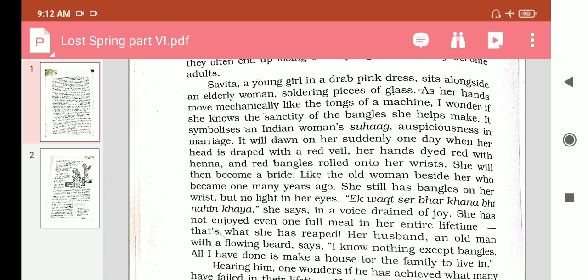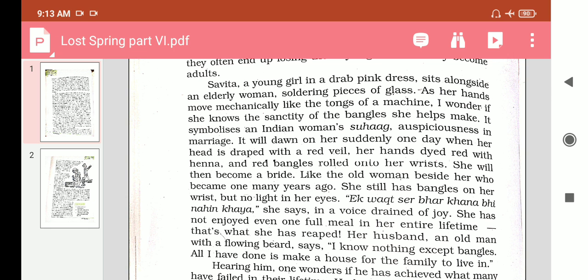Dear students, in this para, the writer says that there was a young girl by the name of Savita. She wore a faded pink colored dress. She was sitting with an elderly woman and they were joining pieces of glass to make bangles. Her hands moved like a machine, just like the tongs of a machine. The writer wondered if Savita knew that bangles were sacred. They were a good omen. That means they were auspicious for a woman's wifehood.